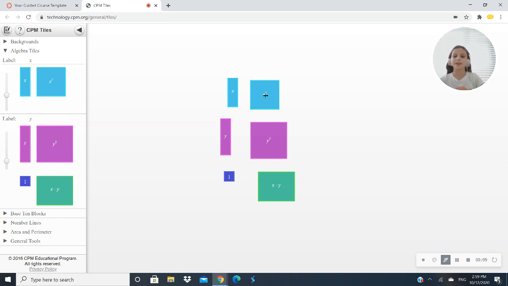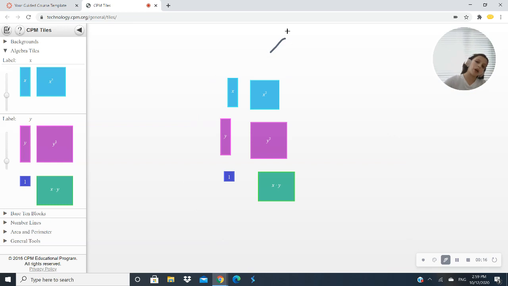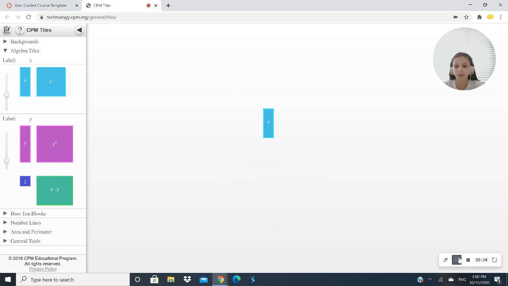So let's get started. We have many tiles here, as you can see, and I'm going to be teaching you about all of them. So first up, we have the X tile. Next, we have the X squared tile, the Y tile, the Y squared tile, the unit tile, which is just one, and the XY tile. Okay, let's start out with talking about the X tile, because that's mainly the most important one.